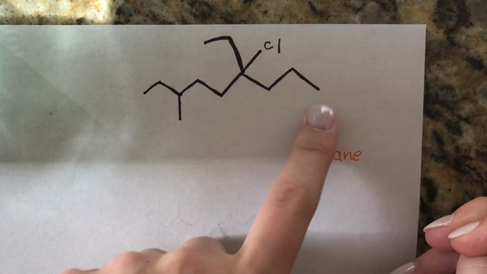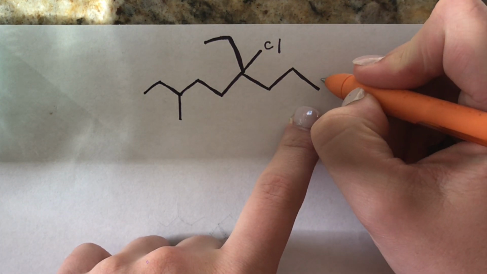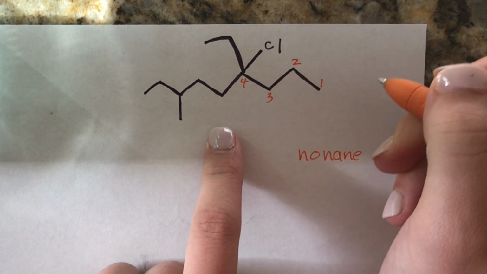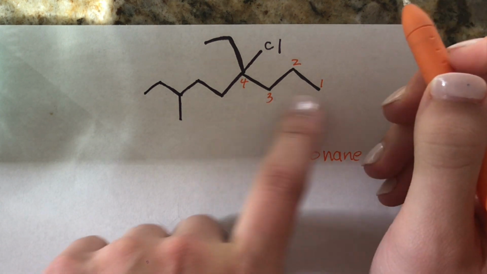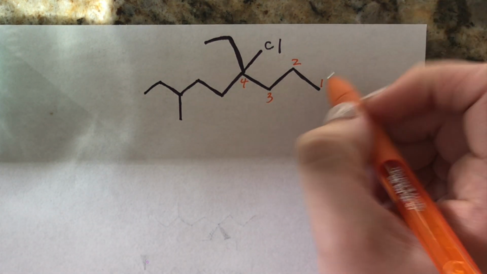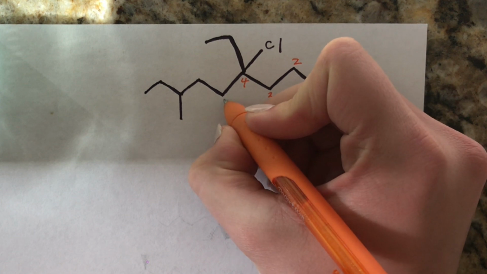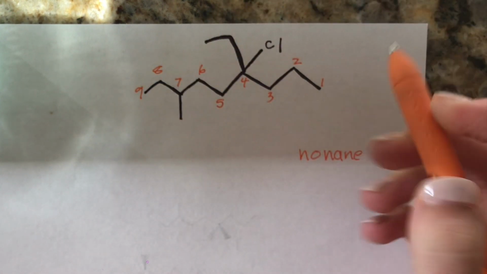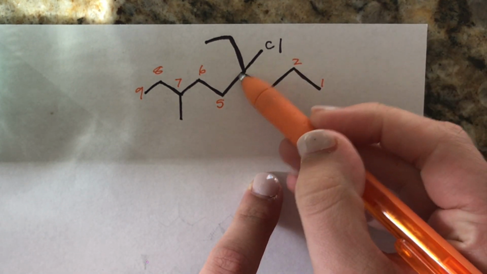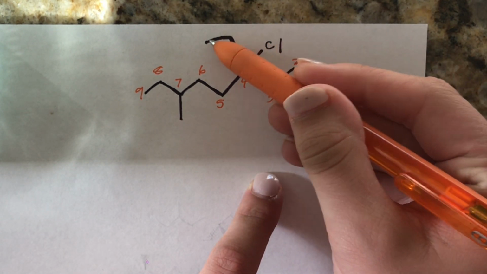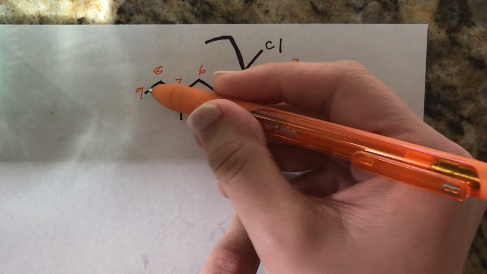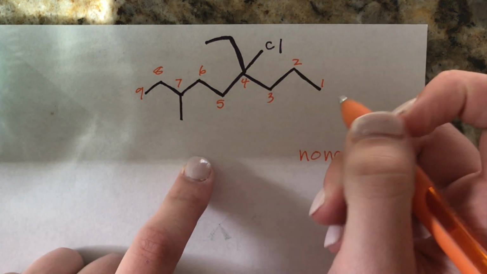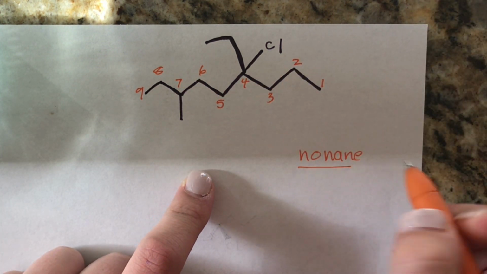So what you would do is start numbering from this end. 1, 2, 3, 4. The first thing you're going to do, let me preface this, is find the longest chain possible. On this alkane, this is our parent chain because it's the longest. We wouldn't do this right here because that would only give us 6 carbons. So we're going to go this way, all the way down to the very end to where we have 9. Now we have our base name, our nonane.